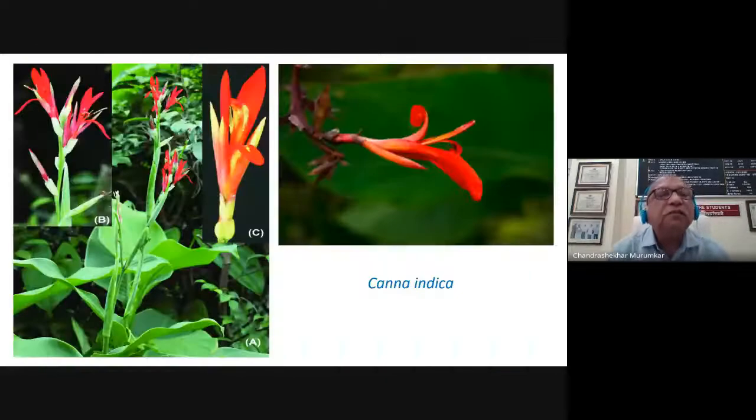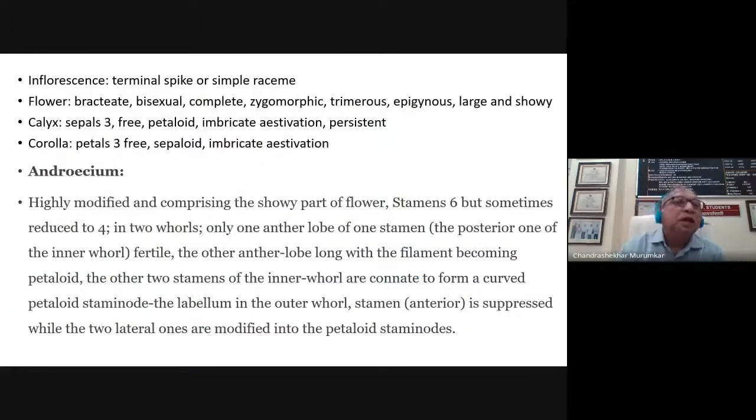So let us go ahead. This is again a close-up of the wild variety, which is generally found in the Western Ghats and which is truly bedding. The inflorescence, it is a terminal spike or a simple raceme.